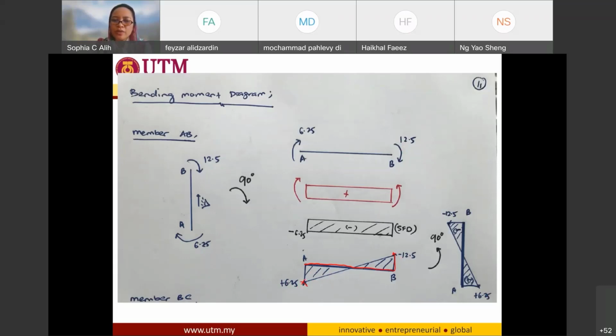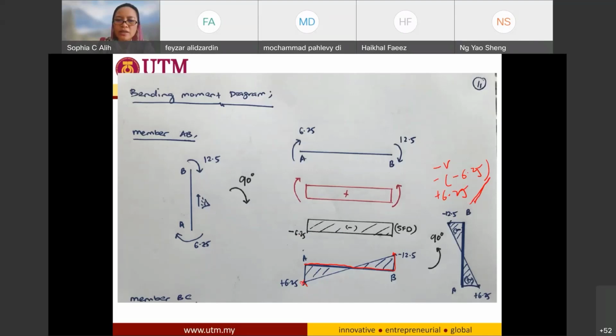And how I'm going to connect these two points, I need to refer back to my shear force diagram. I knew that the slope for my bending moment is going to depend on the slope of my shear force diagram. So is it going to be negative V? Since V is negative 6.25, it's going to be positive 6.25. Since the slope is positive, positive is pointing upward like this.